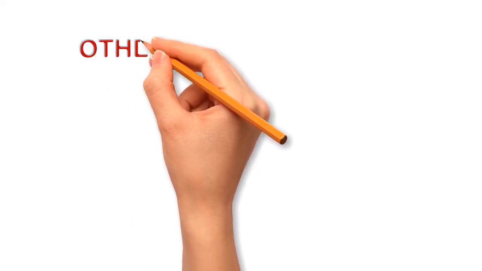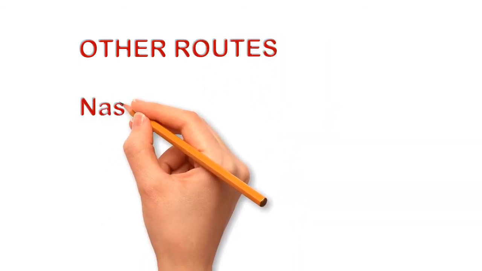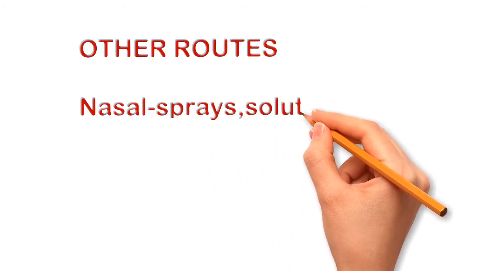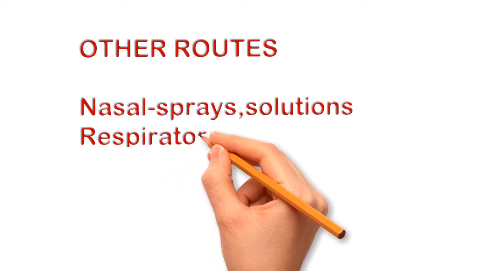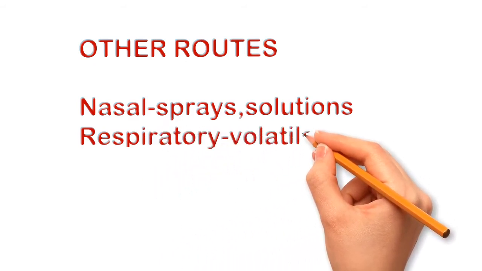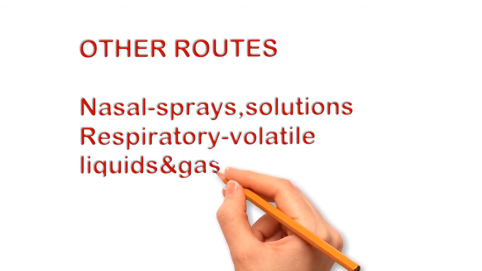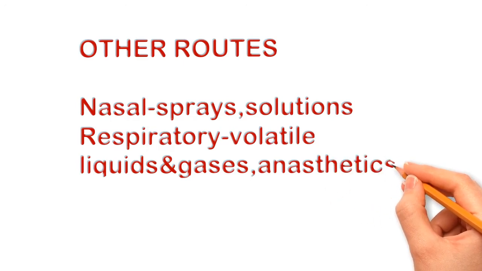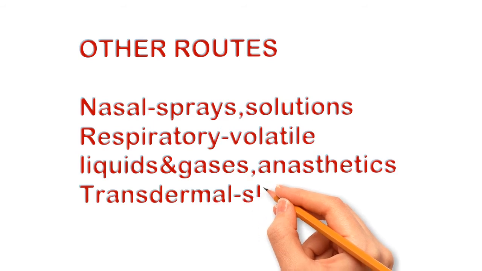As other routes of drug administration, we can consider nasal administration. We can use nasal sprays and nasal solutions. Here, the drugs are absorbed via superficial capillaries in the nasal cavity. Also, we can administer drugs through the respiratory tract. Volatile liquids, volatile gases, and anesthetic drugs can be given through the respiratory tract. They are absorbed into the circulation via the pulmonary capillary bed.